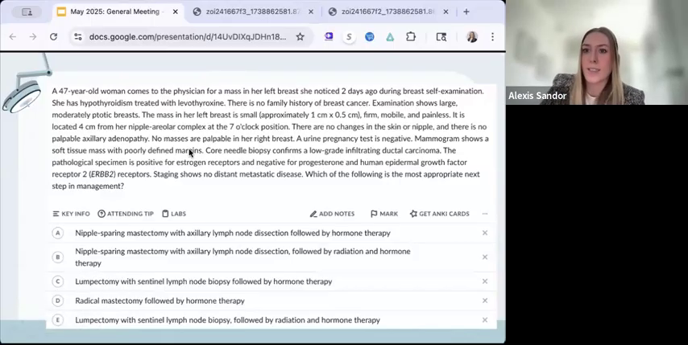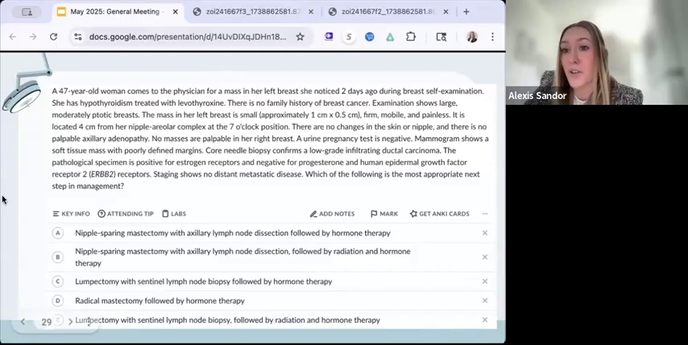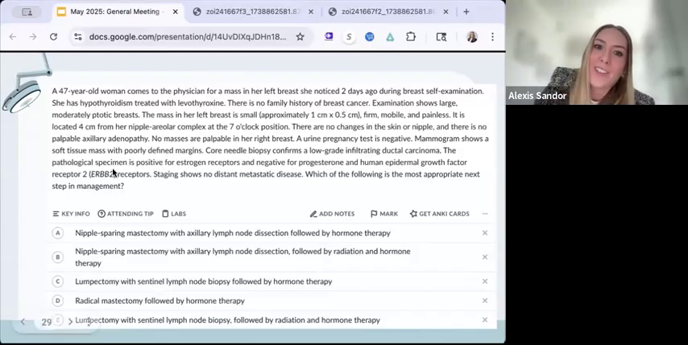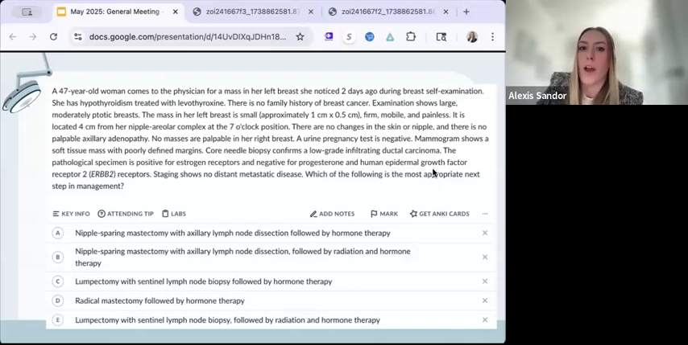A urine pregnancy test is negative, and mammogram shows a soft tissue mass with poorly defined margins. Core needle biopsy confirms a low-grade infiltrating ductal carcinoma. Remember, that's the most common type. The pathological specimen is positive for estrogen receptors, but negative for progesterone and human epidermal growth factor receptor 2, otherwise known as HER2 or ERBB2 receptors. Staging shows no distant metastatic disease. Which of the following is the most appropriate next step in management?